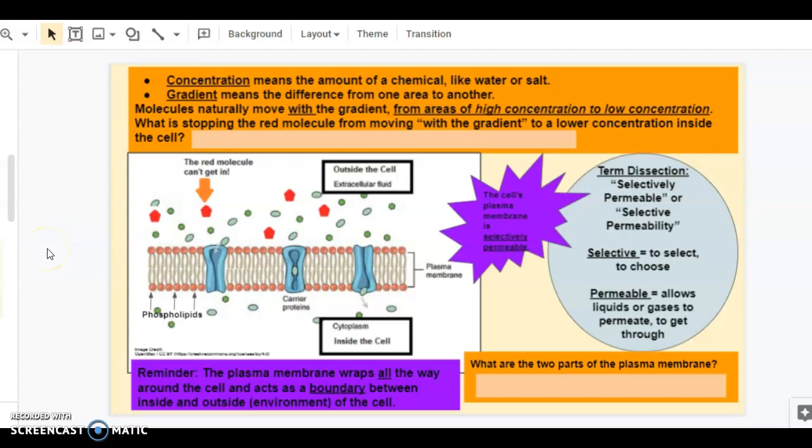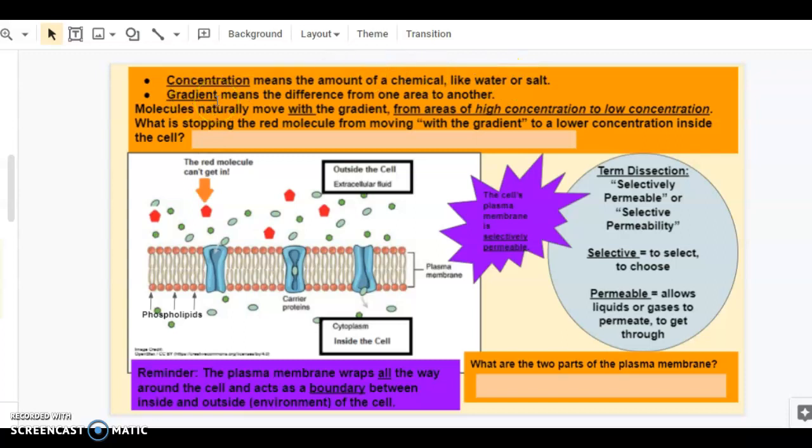Transport into a cell happens across the cell's plasma membrane. There are a few terms that you need to understand to really understand transport. The first is concentration. Concentration means the amount of a chemical that's present in a certain area, like how much water is there or how much salt. If it's a high concentration, there's a lot. If it's a low concentration, there's not much.